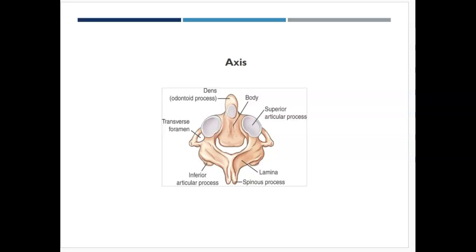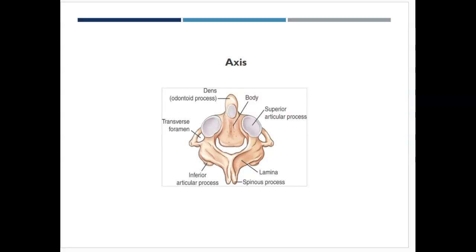So the axis is going to be the second. So the axis is going to be our 2nd cervical vertebra. It has a strong conical process arising from the upper surface of its body called the dens or the odontoid. This goes into the anterior portion of the atlas ring and acts as a pivot or body for C1.